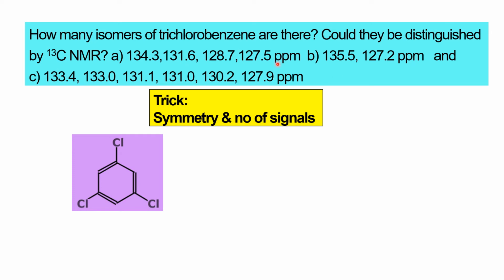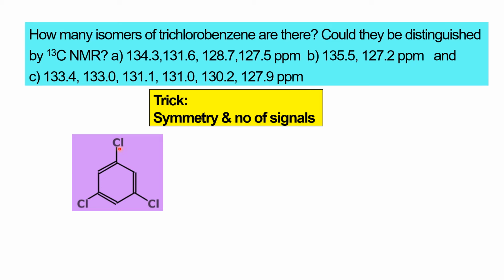Okay, is it possible to differentiate all the 3? Yes, it is possible. How is it possible? The trick that we can say is, whether the compound looks symmetric or not, that we are able to find out, and the number of signals. With these two, we can distinguish all the 3 compounds.